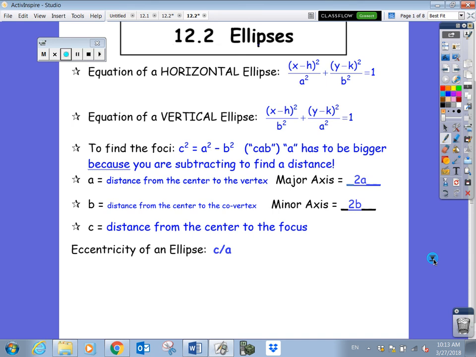And then this is probably not something you did in Algebra 2, the eccentricity. You just have to know that the eccentricity of an ellipse is C over A. So sometimes you're given the eccentricity or you have to find it. It just helps you figure out what those letters are when you are writing an equation of an ellipse.